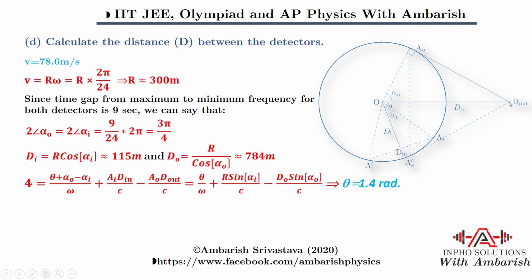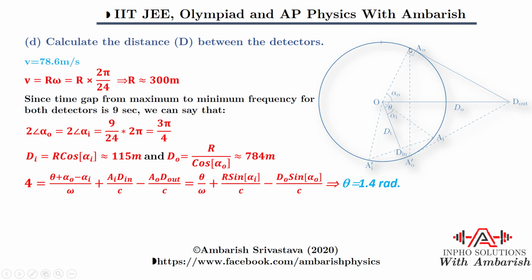Okay, so theta is the angle between DIN and D out, this is your theta. And this is your A naught. If we consider A naught to AI, that is the peak of the outside detector to the peak of the inside detector. That angle becomes theta plus alpha naught, and if you subtract alpha I, that becomes the angle A naught O AI. Okay, and this time was 4 seconds, that I was trying to recall.